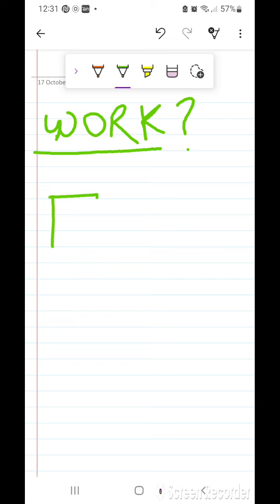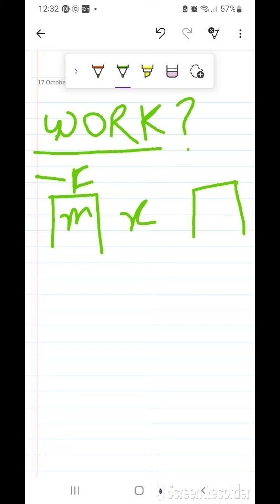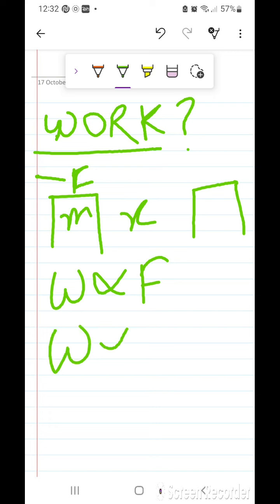Suppose there is an object of mass m. You have applied a force of F and the object is displaced till x. So what is the work done here? Work done is always directly proportional to the force and directly proportional to the displacement.